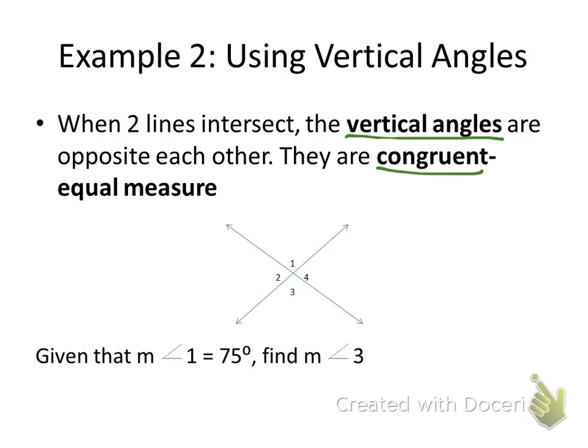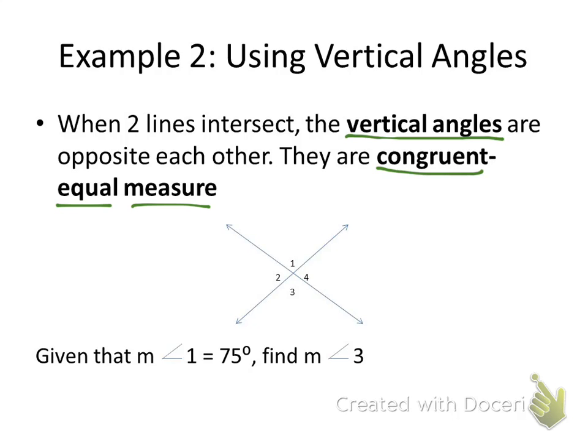What does it mean for angles to be congruent? They're equal in measure. They have the same measure. If you know what congruent means, you don't have to write equal measure. That's just for those of you who aren't sure what that means. Vertical angles are opposite each other and they are congruent.